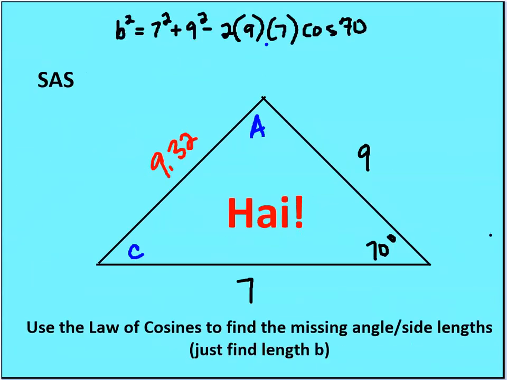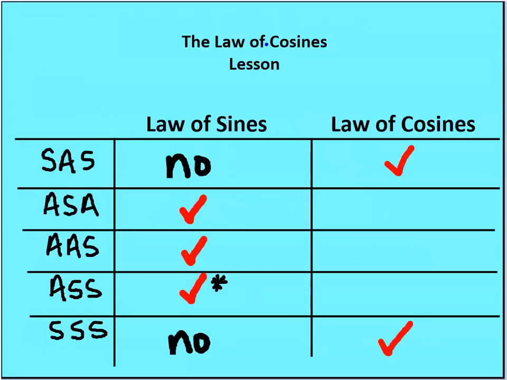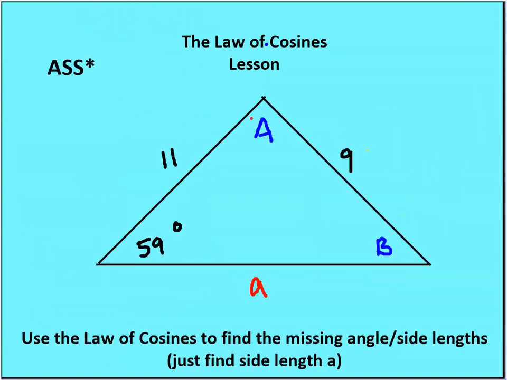And so we're going to acknowledge that we can use law of cosines for side angle side triangles. So we're going to mark that here. Again, you can see that we cannot use law of sines for side angle side or side side side. So we're going to use law of cosines to solve those triangles. All right, next one, angle side side.